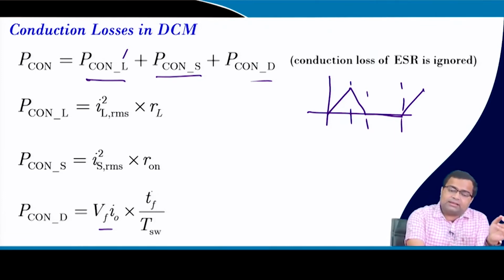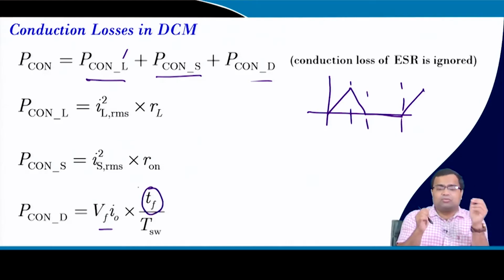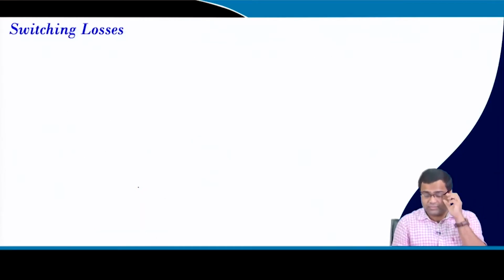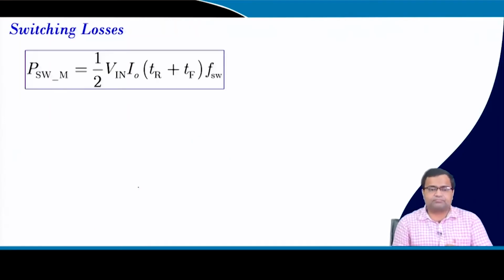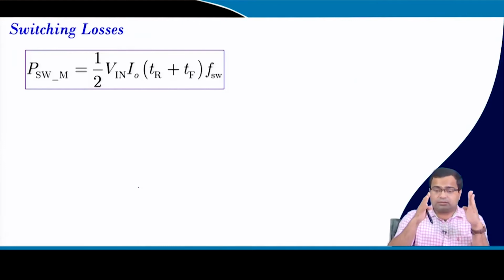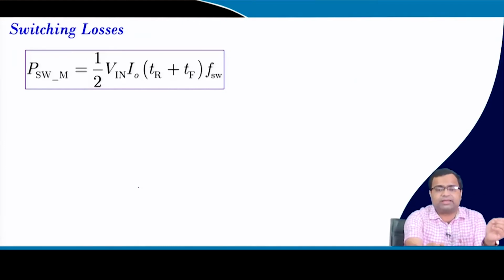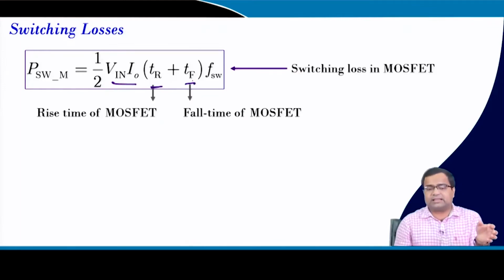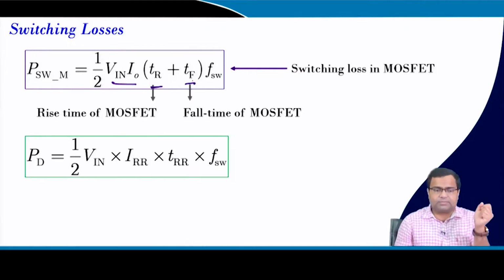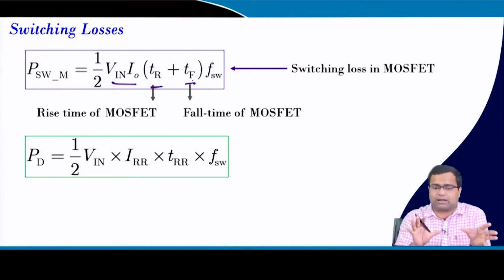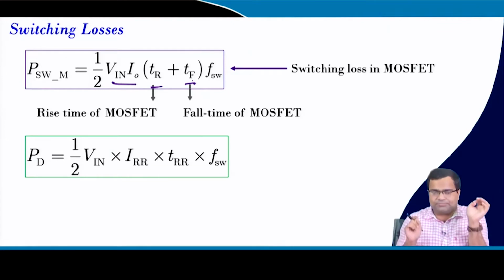But here this is the time when the diode is activated, that is, during the off time. Switching loss, if we take the main switch, the switching transition loss can be written like this, where TR and TF are the rising and falling slope of the MOSFET. I am not going into it because these are very standard, and you can go to any data sheet or application note and you will get all these formulas.